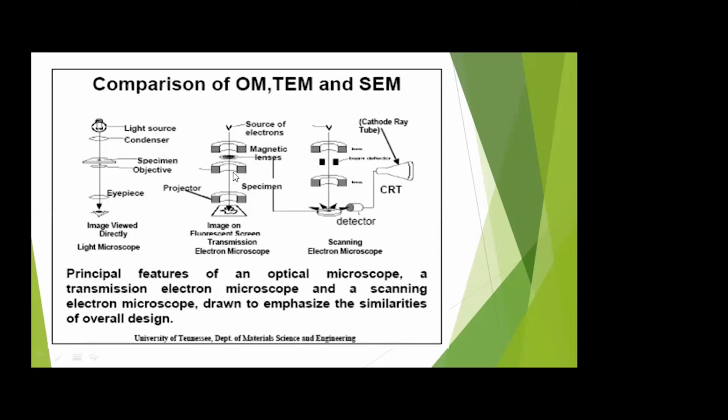And here the electron beam, which is narrowed down, passes through an ultra thin film, an ultra thin layer of the specimen, and gets transmitted. And this image will be captured on a fluorescent screen with the help of a projector.